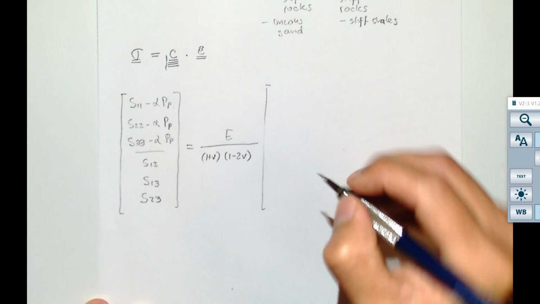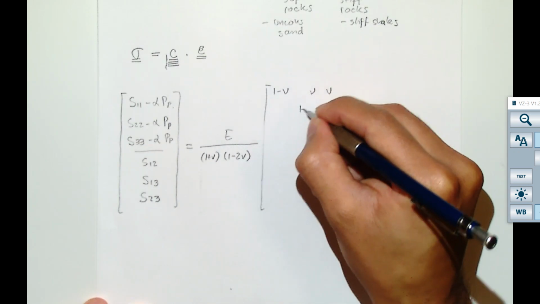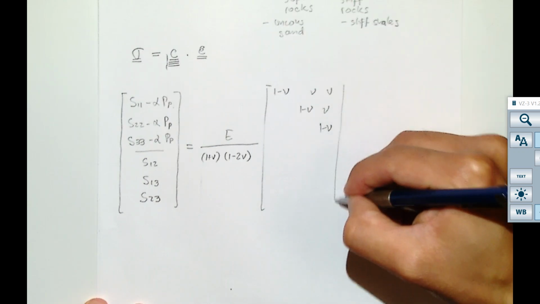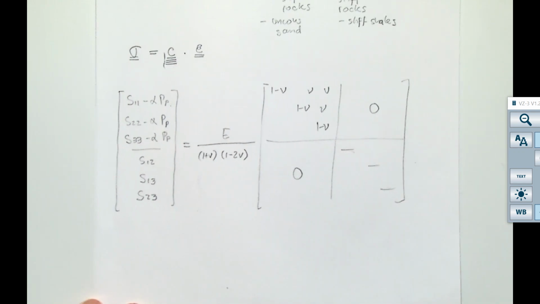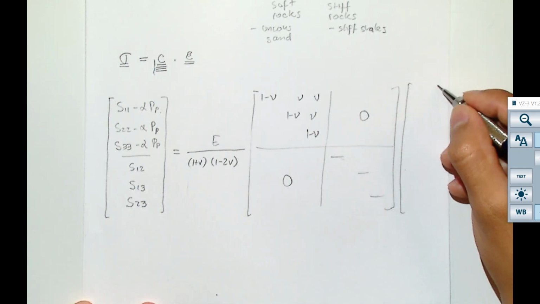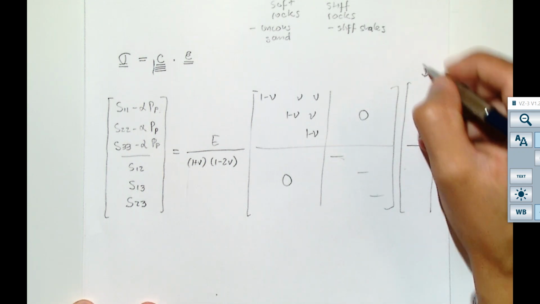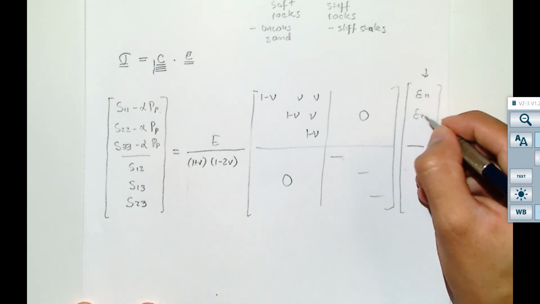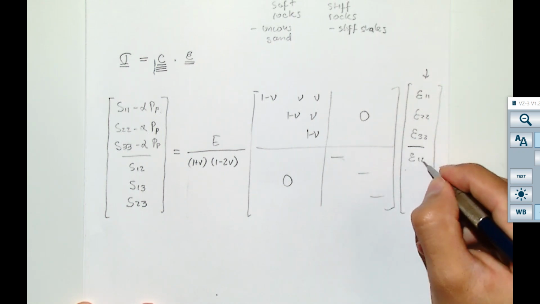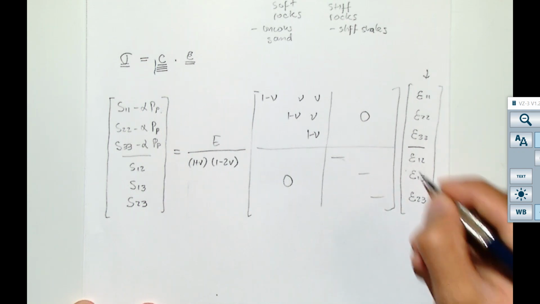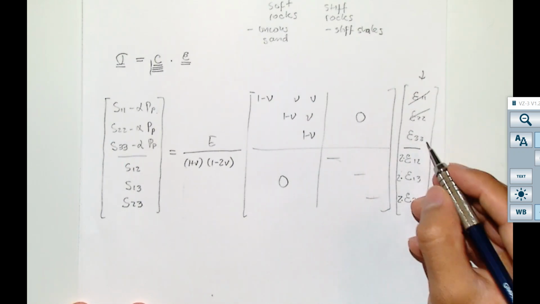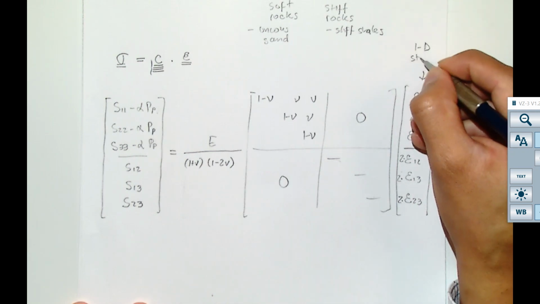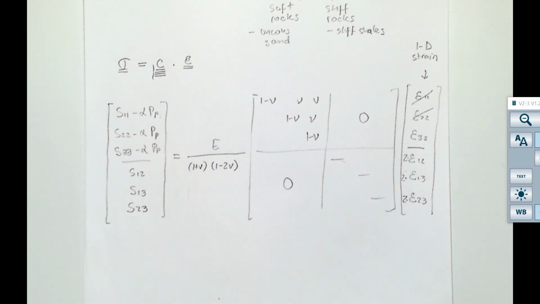And if you remember, it looks something like this. Where this is 0, this is 0, and I don't care about this one because we're not going to use it, okay? What I do care about are the strains. Here we have epsilon 11, epsilon 22, epsilon 33, epsilon 12, epsilon 13, epsilon 23. What was epsilon 11 and epsilon 22? 0, and epsilon 33 was not 0, right? So this is the 1D strain condition. So since these two are 0, we're going to be able to solve these equations.